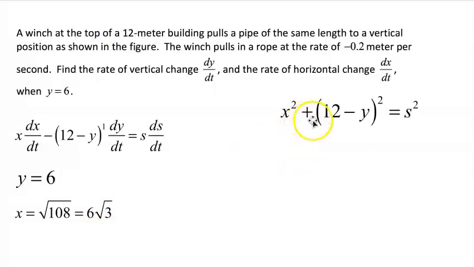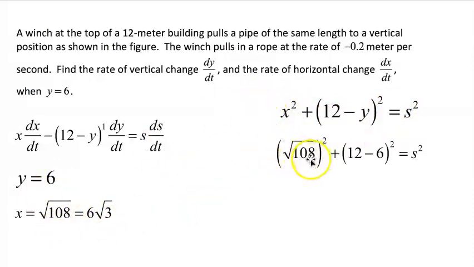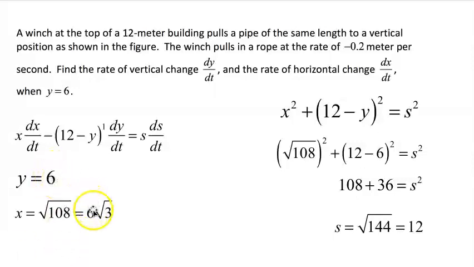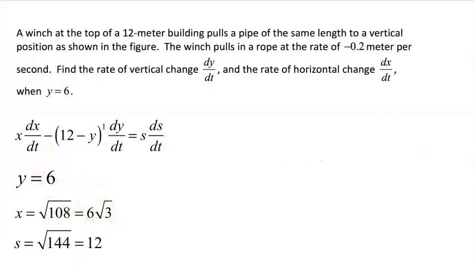So we also have x squared plus 12 minus y squared is s squared. That's for our other equation. Again, when y is 6, x is 6 root 3, so x squared will be 108. 12 minus y, 12 minus 6 squared will be s squared. So I get 108 plus 36 is s squared, 144 is s squared, or s is 12. So when y is 6, x is 6 root 3, and s is 12.